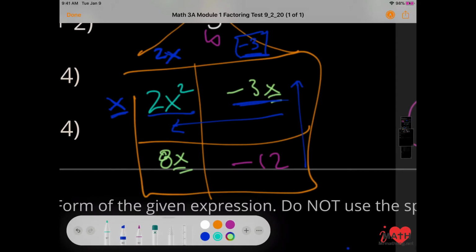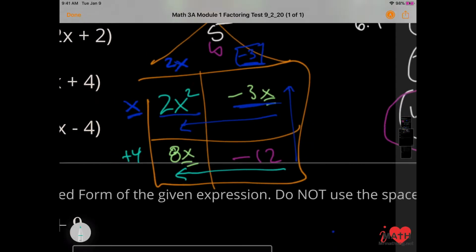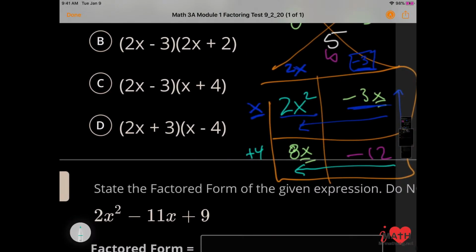Let's go ahead and take a greatest common factor going this way. Okay, they're both even, so it's going to be a positive 4, right? 2x times 4 gives me positive 8x, and 4 times a negative 3 gives me a negative 12. So what I have here on the outside, I'm going to circle that, and that's my answer.